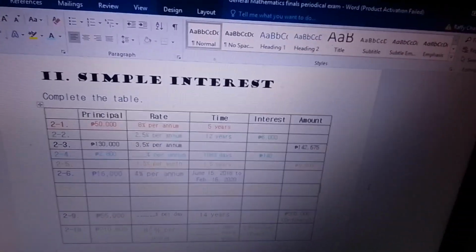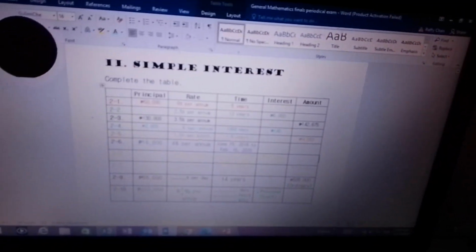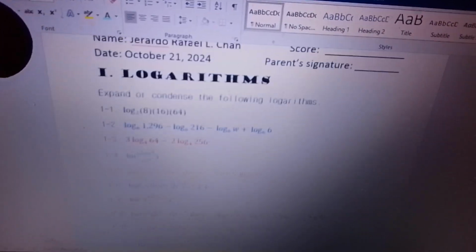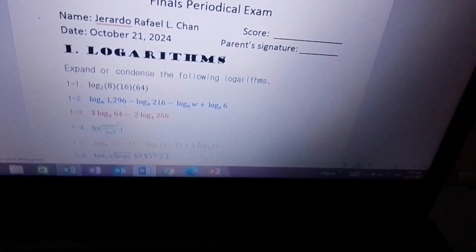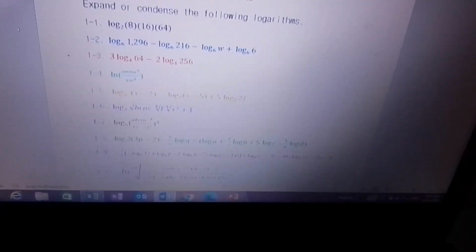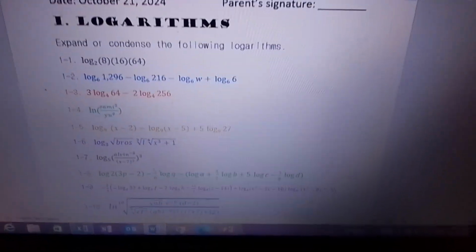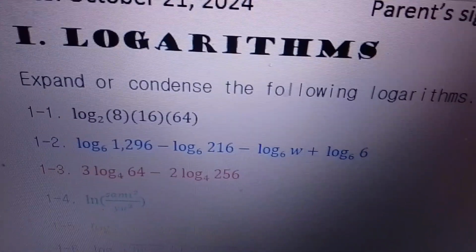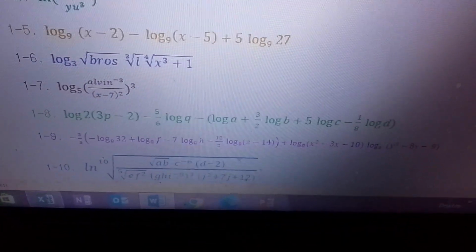Okay, everybody, welcome back. Last time, we finished the General Mathematics Senior High School first finals periodical exam on logarithms. So far so good, we've finished all the concepts about logarithms. We were able to translate each logarithmic expression, either to expand or to condense the logs. We've already done all of this, although I was not able to show that to you on the computer. But these are the things that we have done.